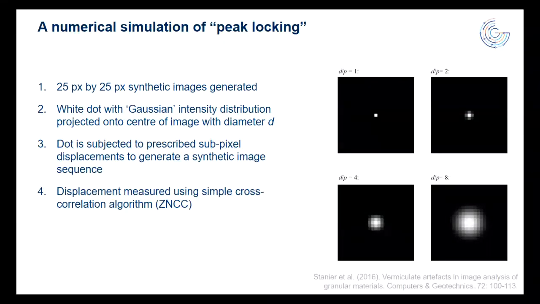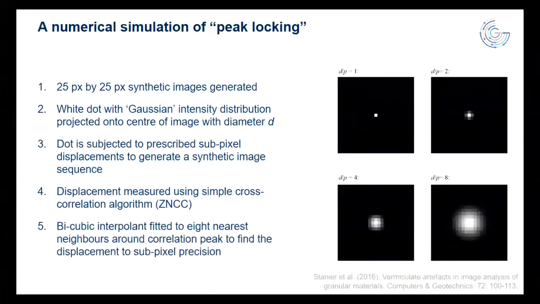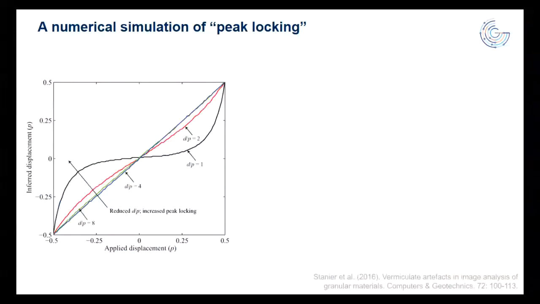In this case, it's a zero normalized cross-correlation coefficient. I fit my bicubic interpolant to it in the classical way. I take my 8 nearest neighbors and I interpolate to find the peak of that function. And what I find is when my particle image size is small, so my particles are small relative to the pixel size, I get this crazy biasing, right? And the displacements start to bias towards the integer pixel values hugely.